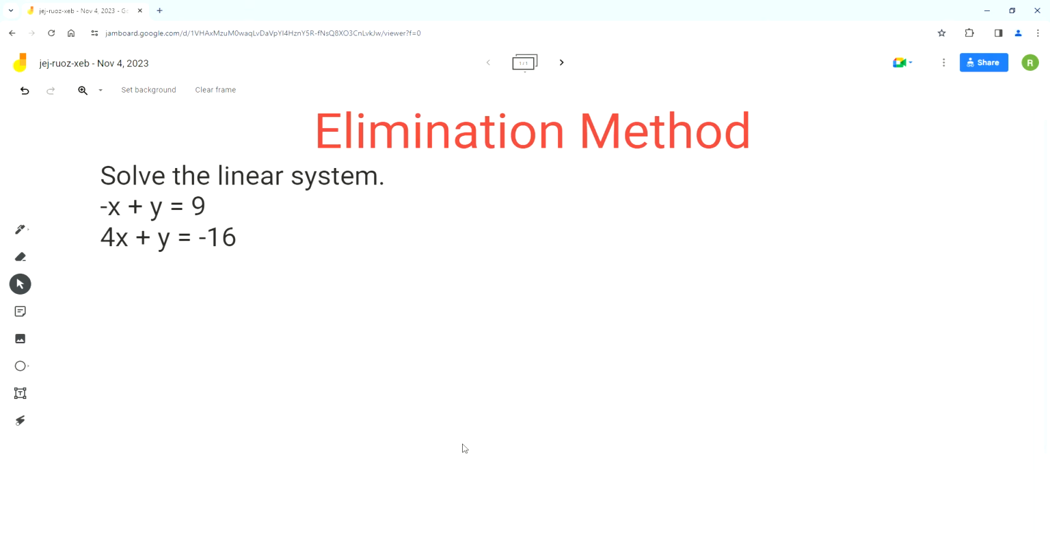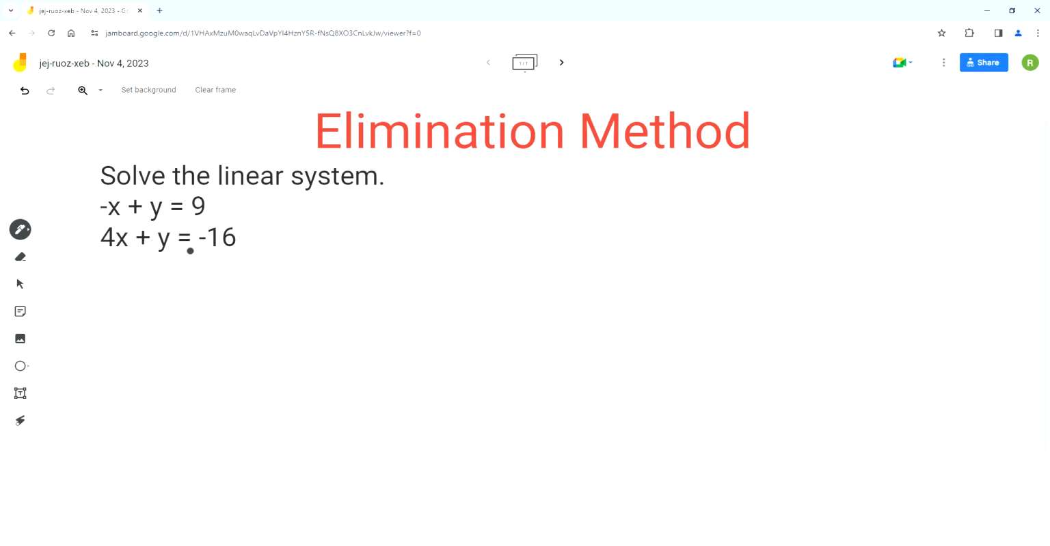In this video, we'll solve this linear system using the elimination method. So first, let's try to understand what elimination method is. In elimination method, we either add or subtract the given linear equations in a way that one of the variables, either x or y, cancel each other out. So either the x terms cancel each other out or the y terms cancel each other out.